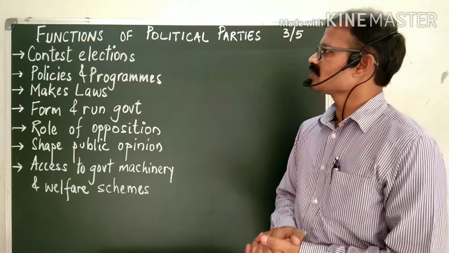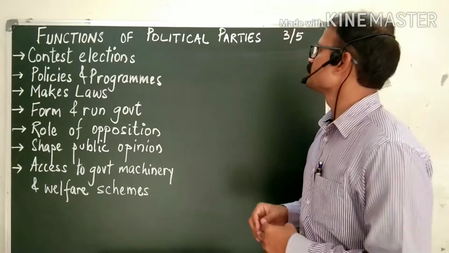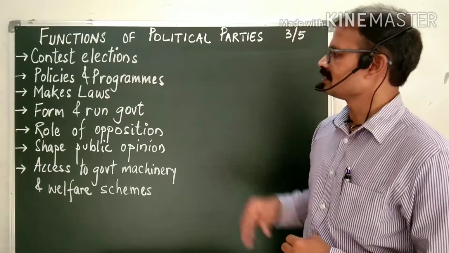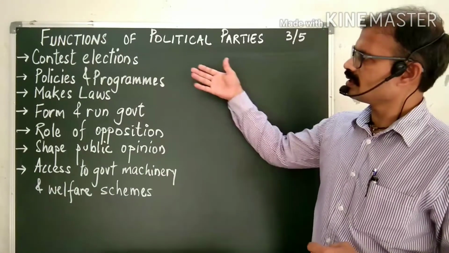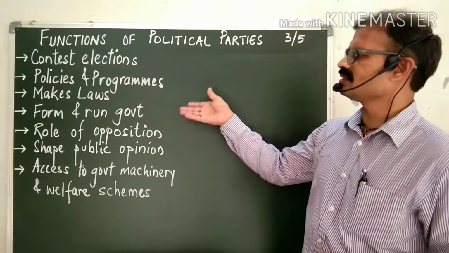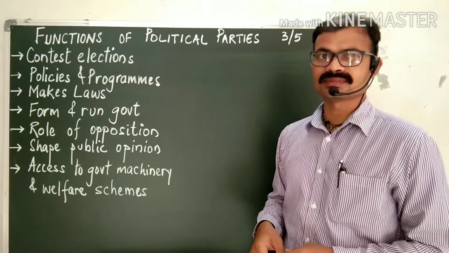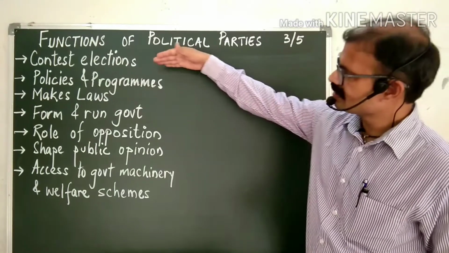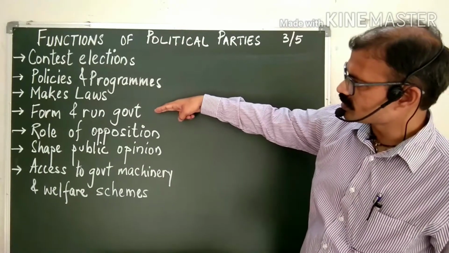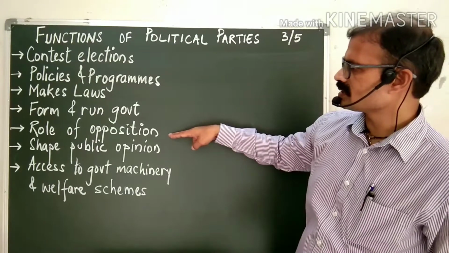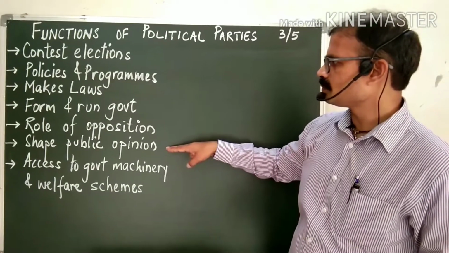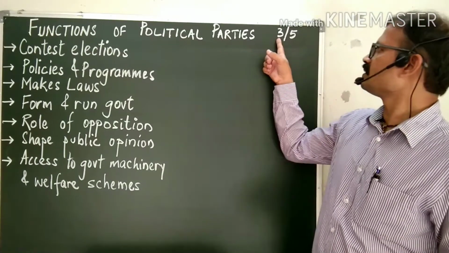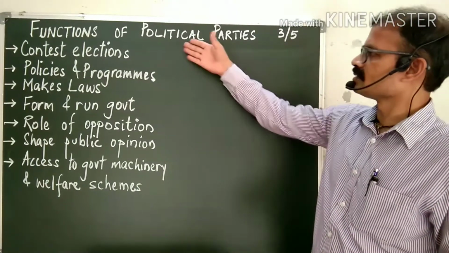Now, the next topic we move to is functions of political parties. Very important topic in this chapter. Generally, in option to this question, either they ask the features of federalism from chapter number 2 in 5 marks, or they may ask specially forms of government, role of opposition, shape public opinion. These three specially in 3 marks they can ask individually. That's why I have written 3 marks or 5 marks.